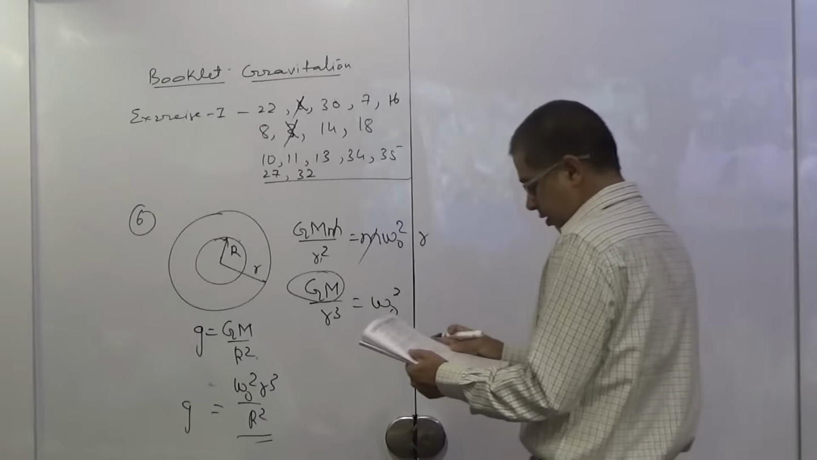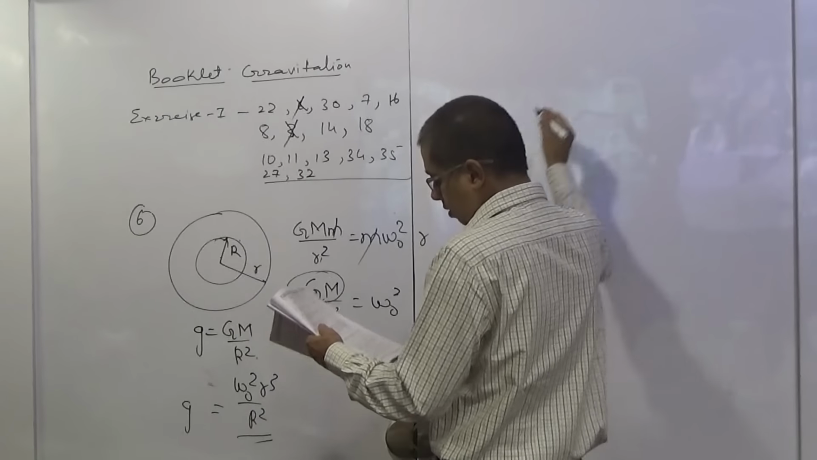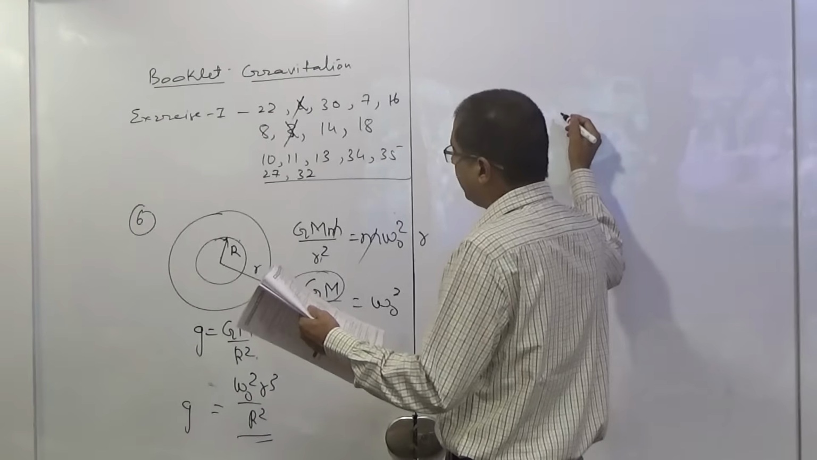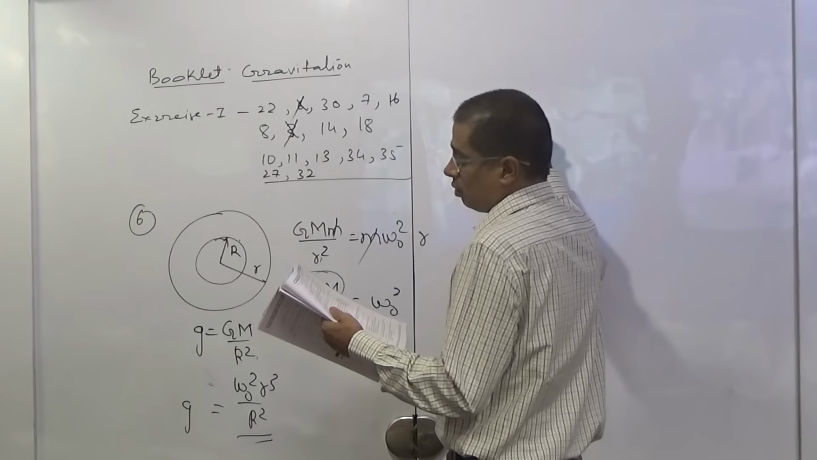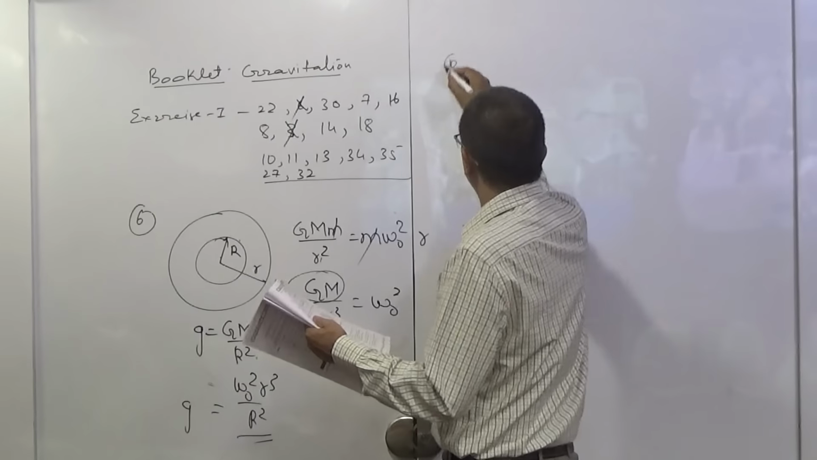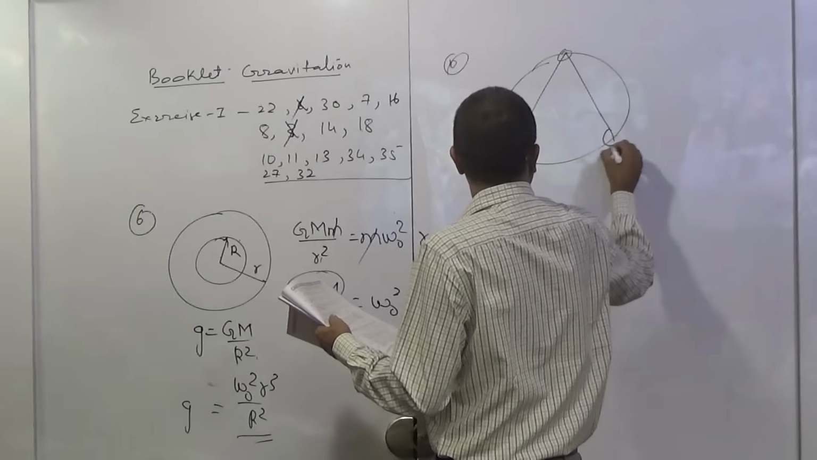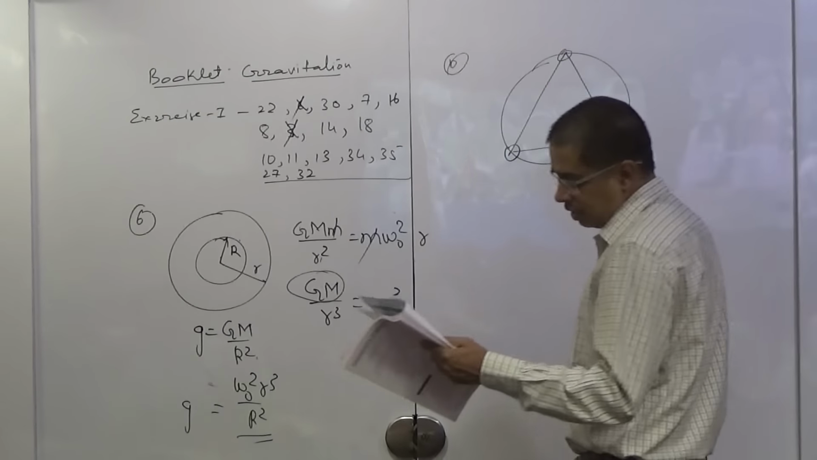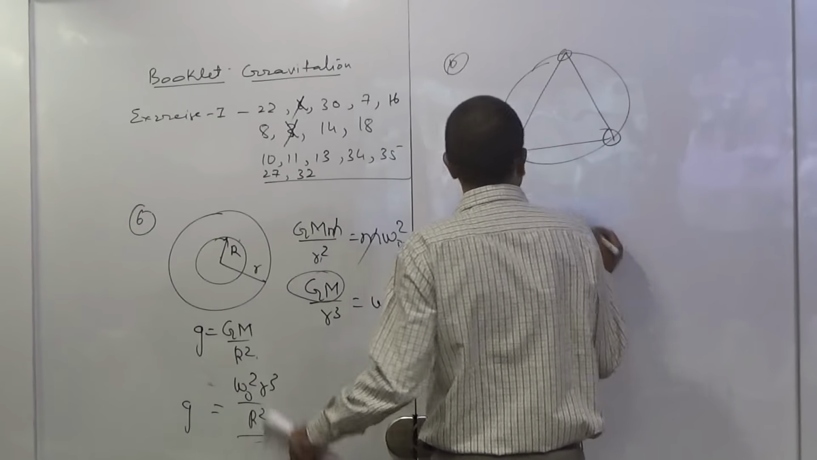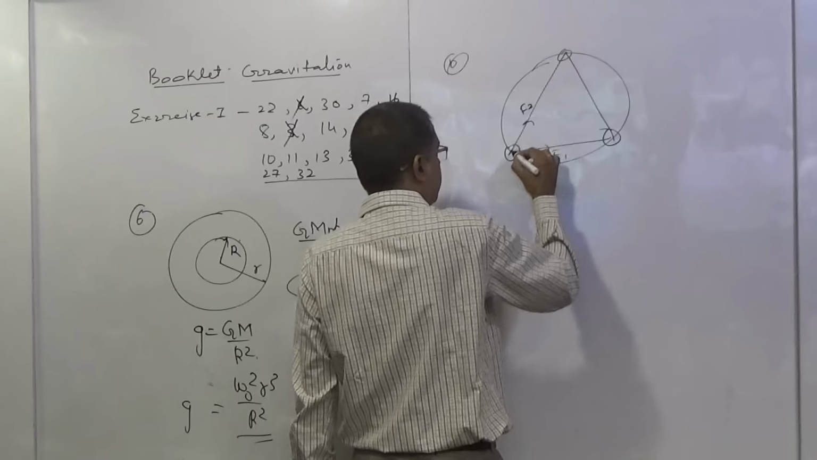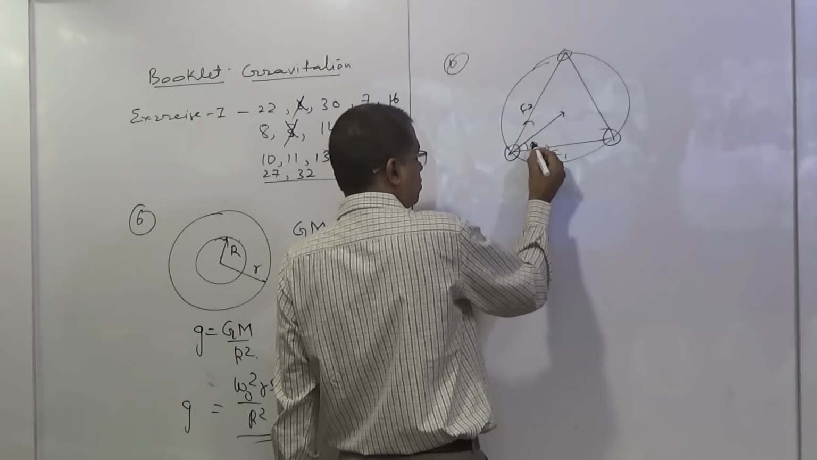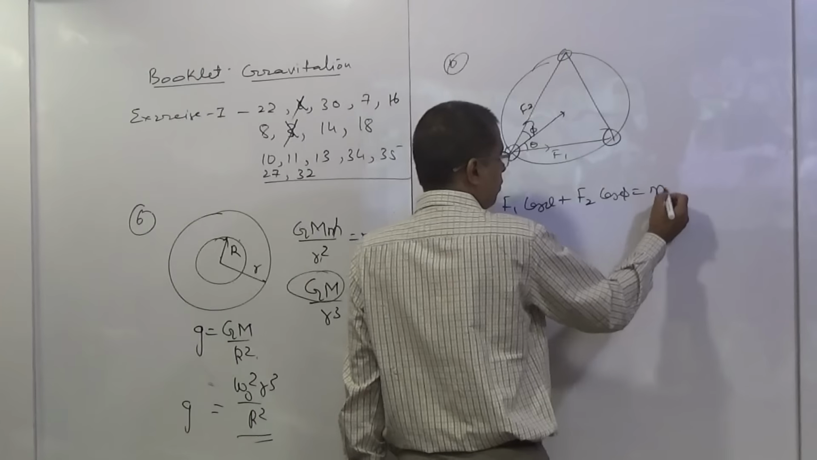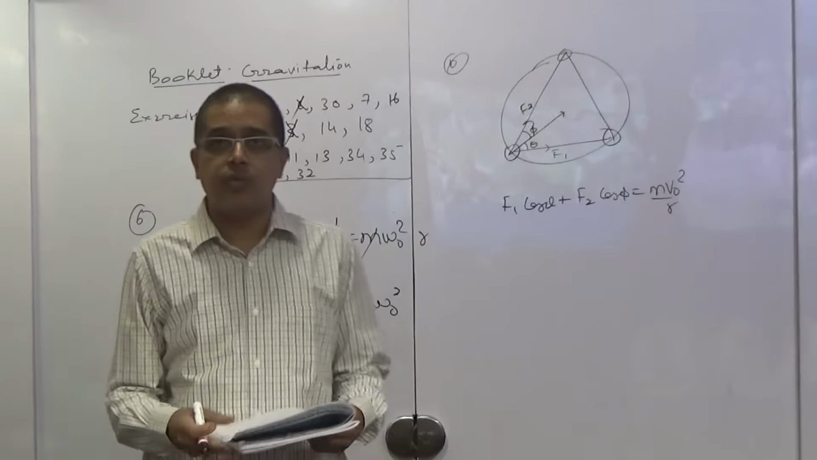Tenth problem. Three masses each are moving in a circle, each with a speed v under their mutual attraction. The third and tenth are similar. Three masses are moving in a circle with a speed v under their mutual attractive forces. Distance between the masses must be, if I take this to be F1, I take this to be F2, and if this is theta and phi, F1 cos theta plus F2 cos phi will provide the required centripetal force mv naught square by r.